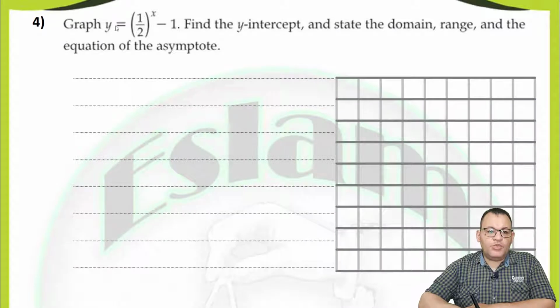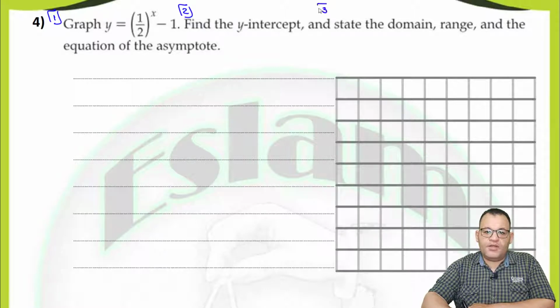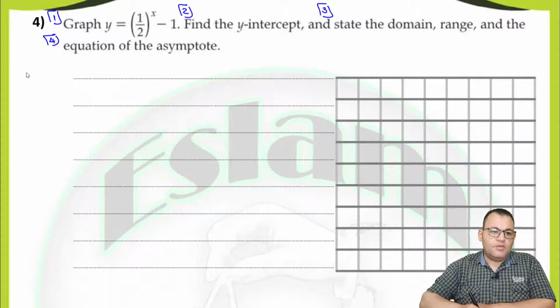In this problem, we need to graph y equals 1 over 2 to the power x minus 1. That is the first part. Then we need to find the y-intercept. After that, we need to find the domain and range. Then we need to find the equation of the asymptote. Point number 1, to graph, that's x and that's y. For x, I will start with -2, -1, 0, 1 and 2.